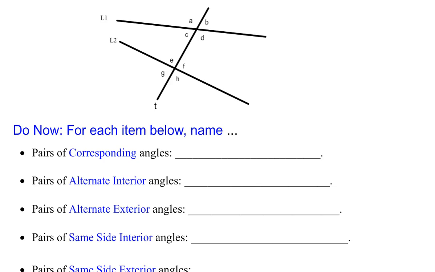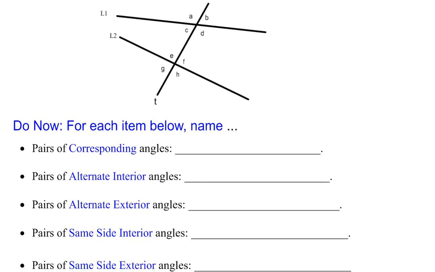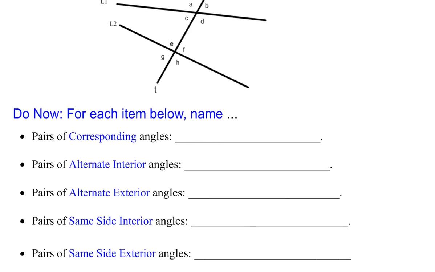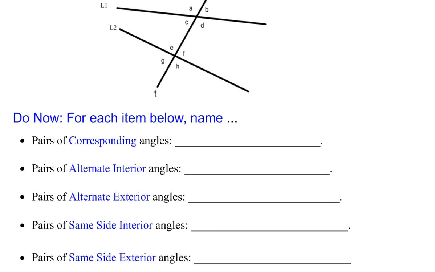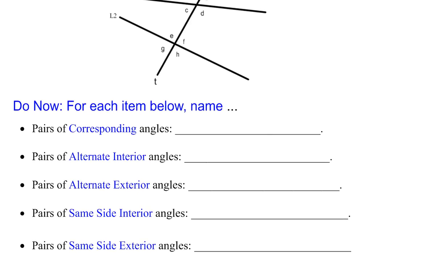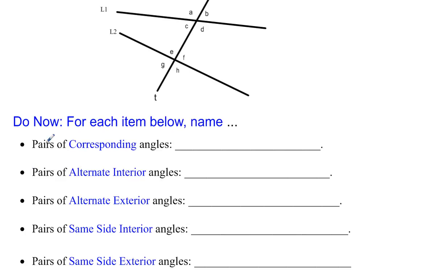Okay. Here's what I'd like for you to do. Put your player on pause. For each item below, name a pair of corresponding angles, alternate interior, alternate exterior, same side interior, same side exterior. When you are done, hit play to resume to compare your answers.